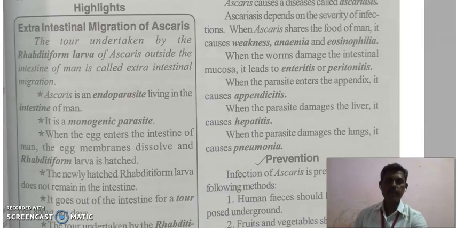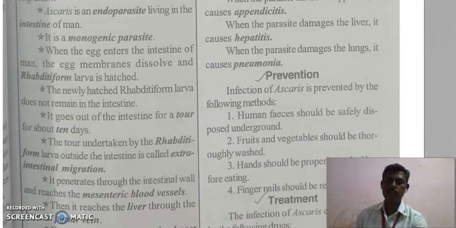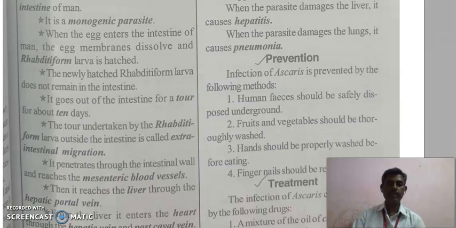How to prevent the disease? Many treatments are available here. The infection of Ascariasis is prevented by the following methods. Human feces should be safely disposed of underground. Fruits and vegetables should be thoroughly washed. Hands should be properly washed before eating food. Fingernails should be regularly cut.